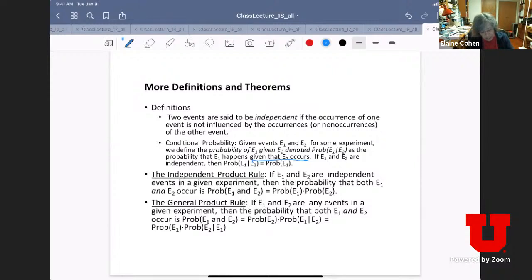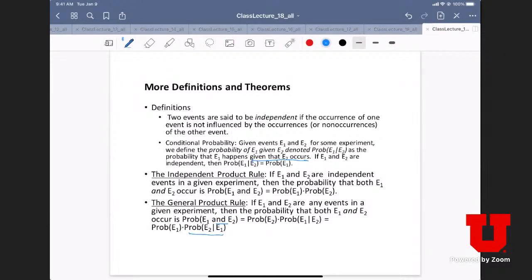Okay, because the general product rule says if E1 and E2 are any events in a given experiment, then the probability that both E1 and E2 occur, that's E1 and E2, is the probability of E2 times the probability of E1 given E2, which is also equal to the probability of E1 times the probability of E2 given E1 occurred. Now, if they're independent, then the probability of E2 given E1 is just the probability of E2.